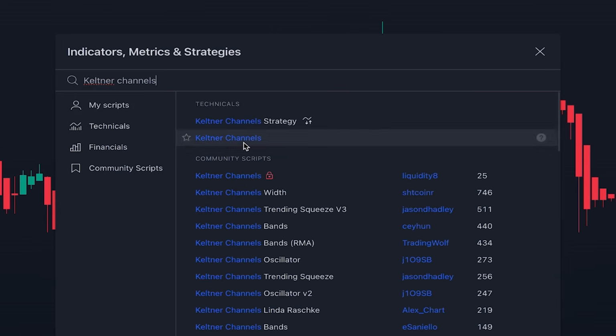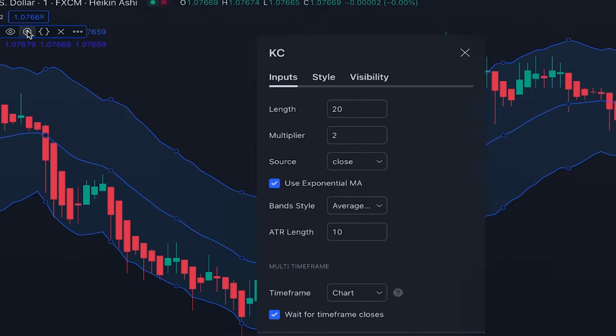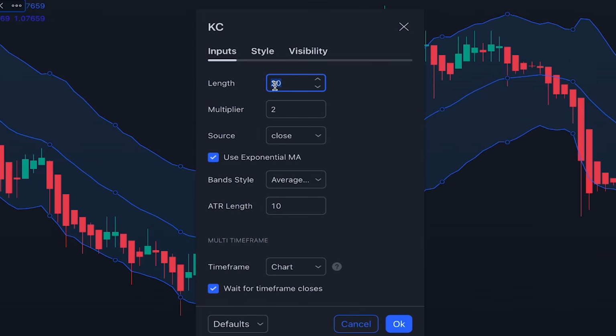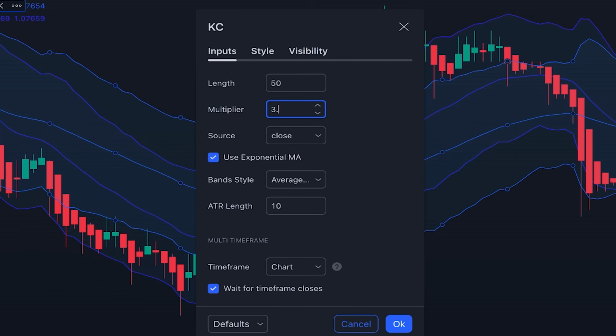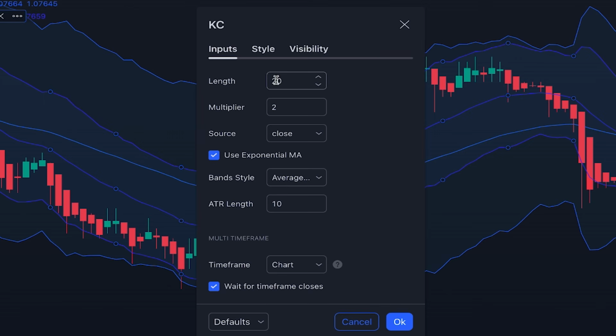We add this one, which is a built-in indicator on TradingView platform. And then we need to change the settings of these Keltner channels. So we go to the settings of the first Keltner channel, and here for the length we set it at 50, and for the multiplier we set it at 3.75. This is done, and we go to the settings of the second Keltner channel, and similarly for the length we set it at 50, but for multiplier we set it at 2.75.